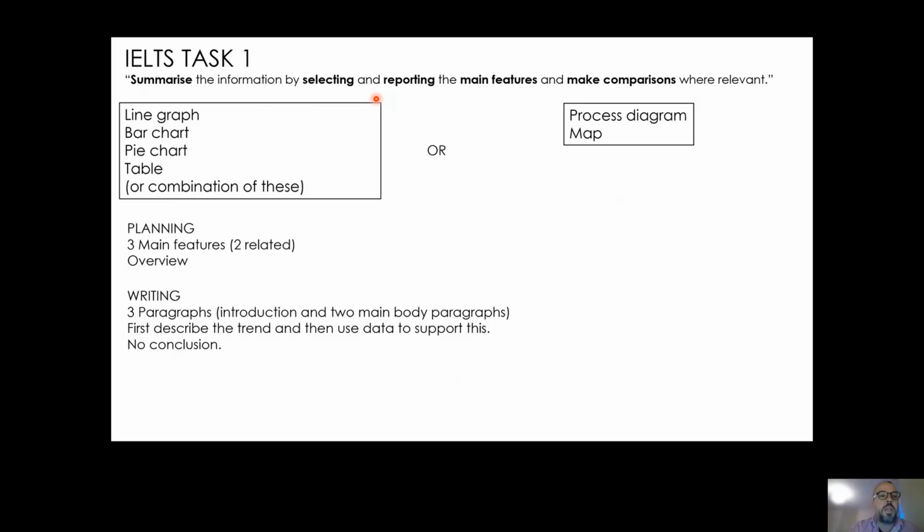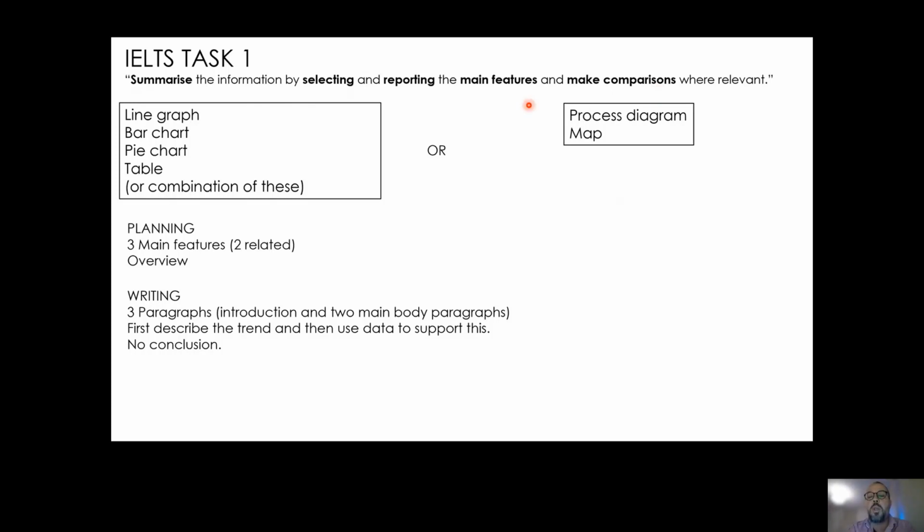Whatever information they give you, whether it's line graphs, pie charts, or other data style questions, or a different non-data style question like in this video, you need to find a way to select the main features from this, and you need to select main features in a way that allows you to recognize the connections between your features, not simply listing stage after stage after stage.